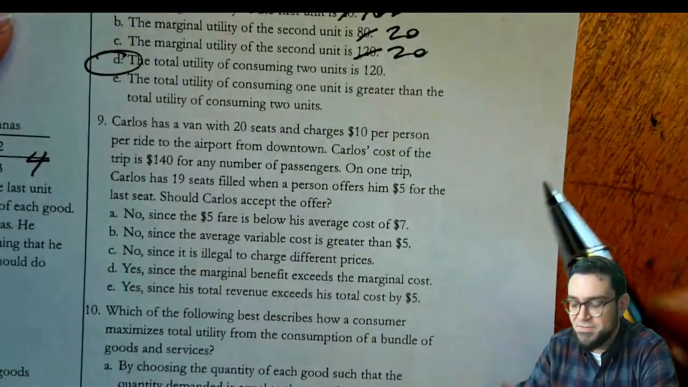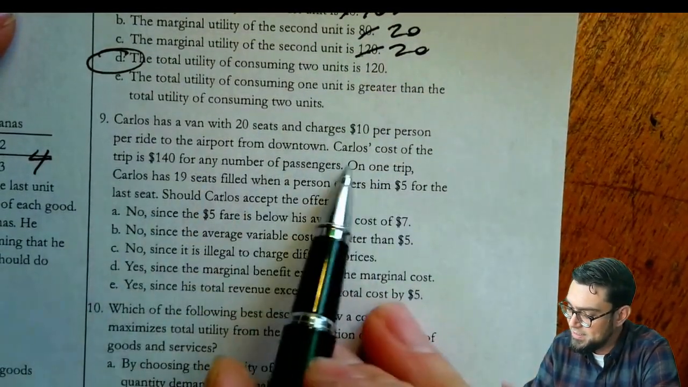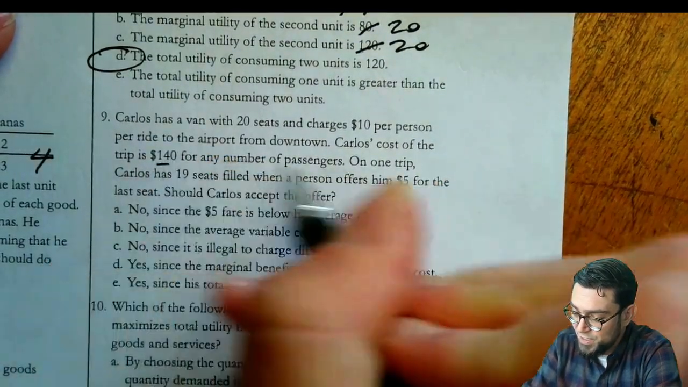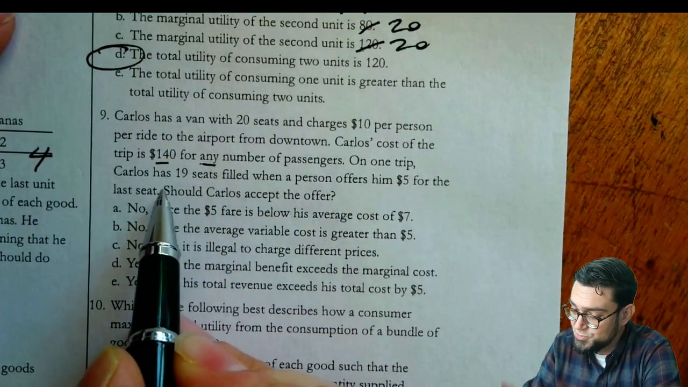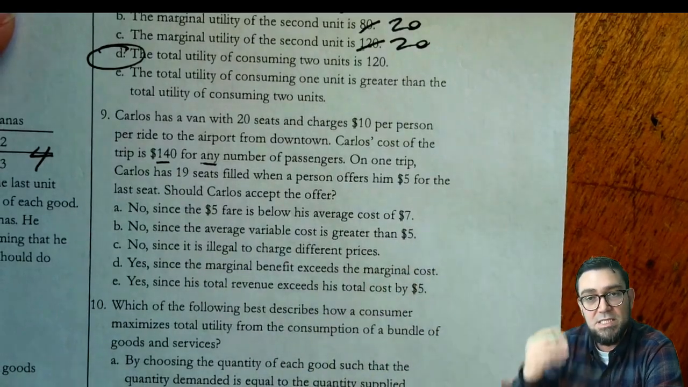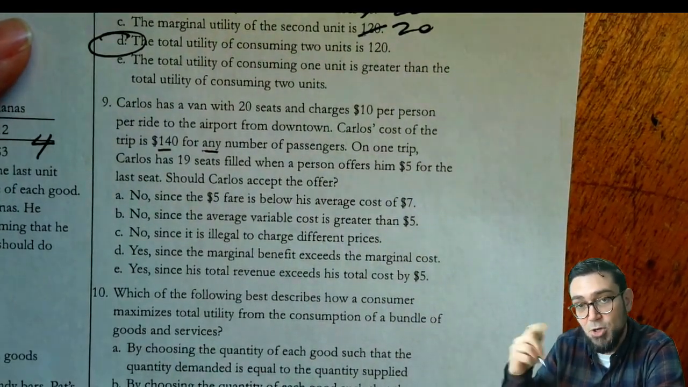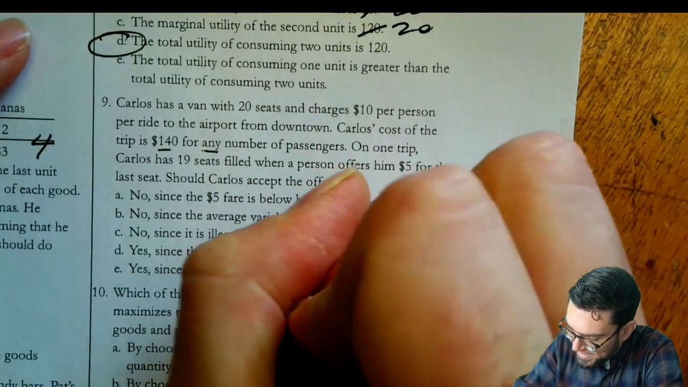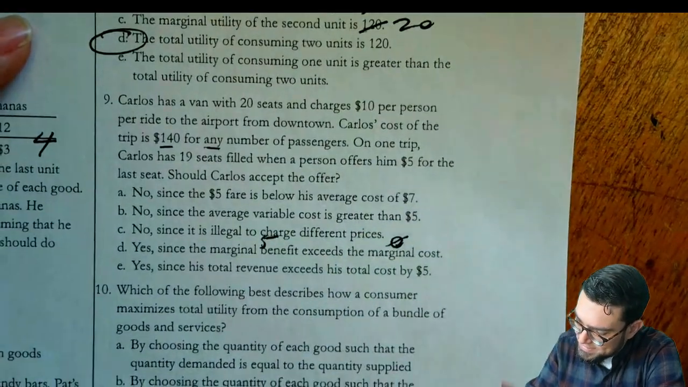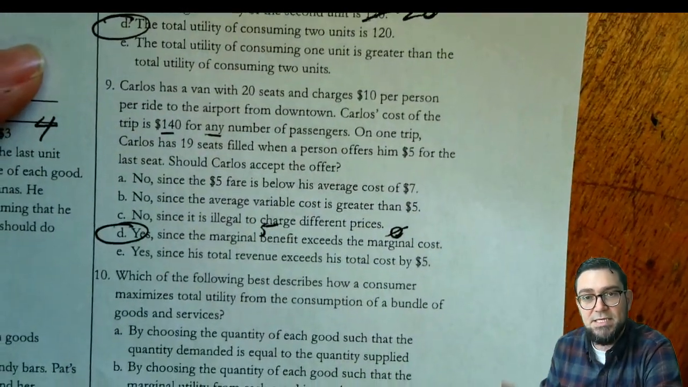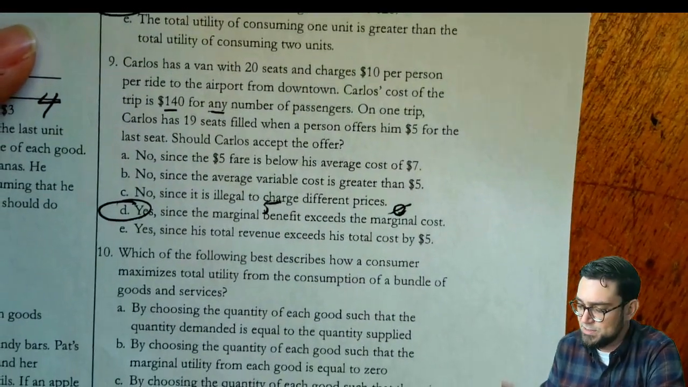Number 9, Carlos has a van with 20 seats and charges $10 a ride. Carlos's cost of the trip is $140 for any number of passengers. On one trip, he's got 19 seats filled. A person says, I'll give you $5 for the last seat. Well, should he do it? Yes, he should, because his marginal benefit is 5, and the cost of letting that person ride is 0. So D is our correct answer. Yes, he should let that last person take the ride.